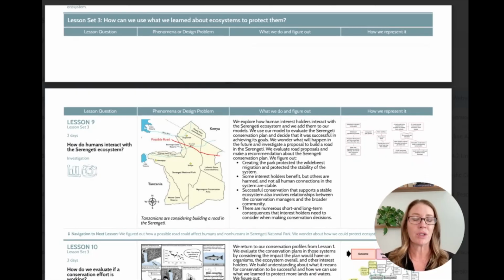What we're going to go into now is talking about conservation. There's a little bit of, I want to say, engineering ideas in here, because we're going to talk about interest holders and evaluating a conservation plan using goals or criteria. And so it's not really an engineering lesson set, but it does have a little bit of that flavor.